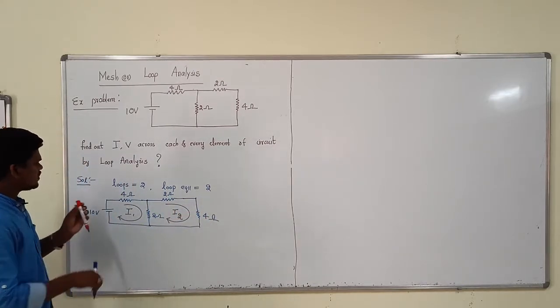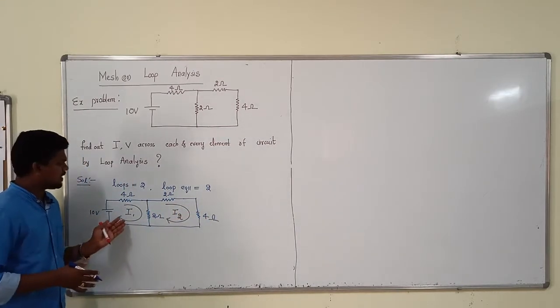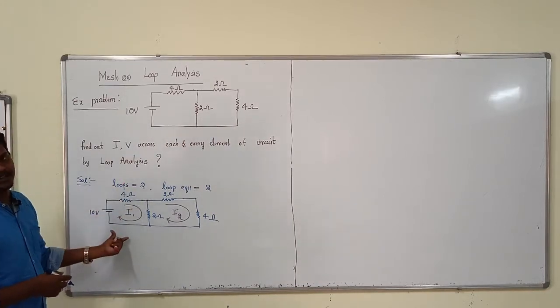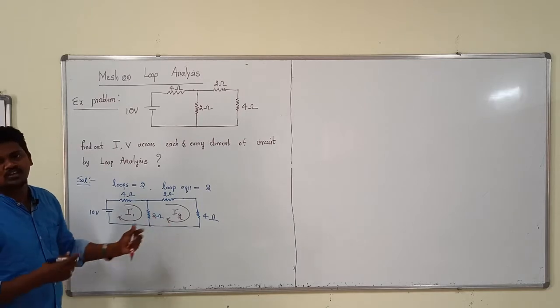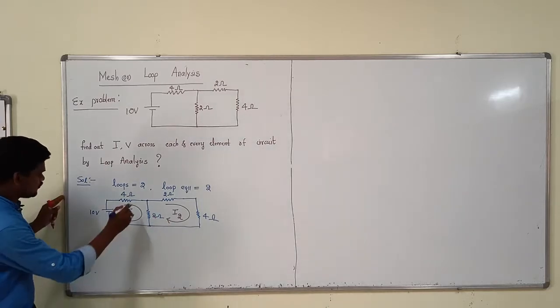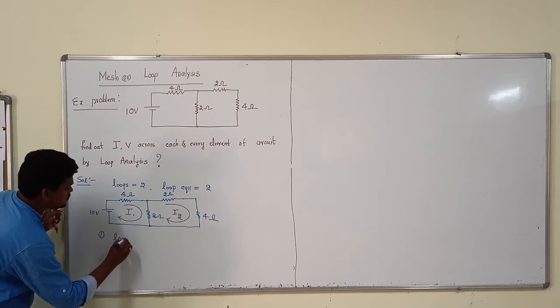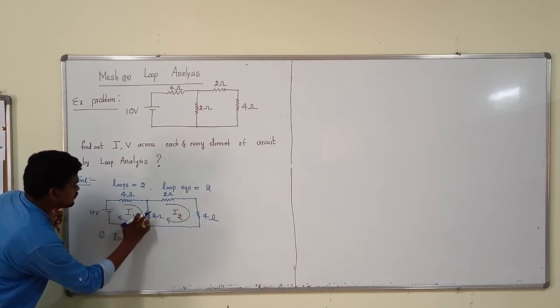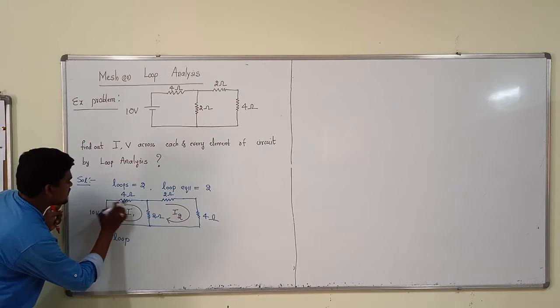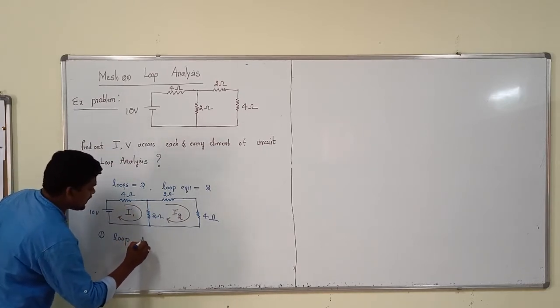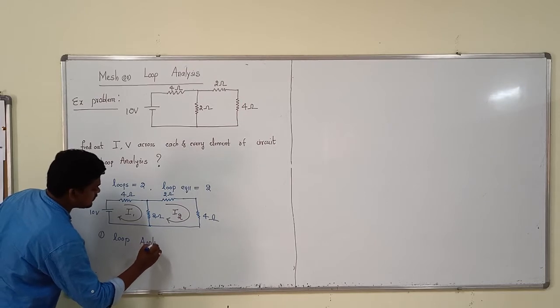Here, by applying KVL. In loop analysis we apply KVL to each and every loop, then we solve the equations. For the first loop, what is the first loop here? This is the first loop. Start from here or anywhere, but this is the first loop. For the first loop, apply KVL.